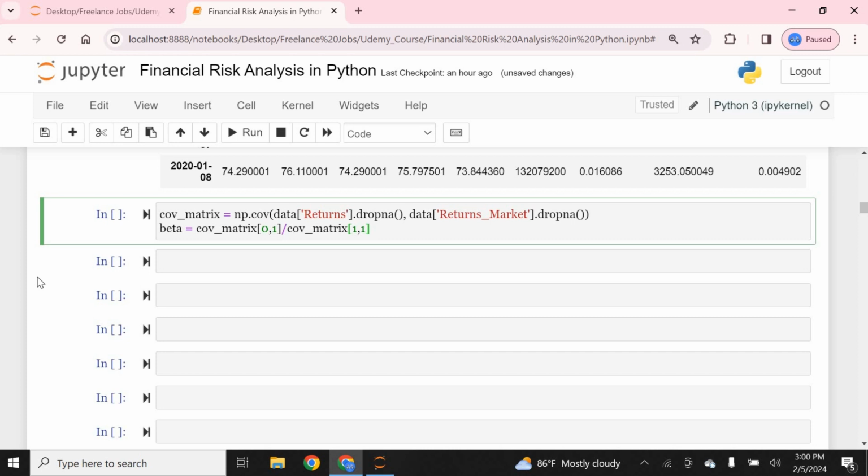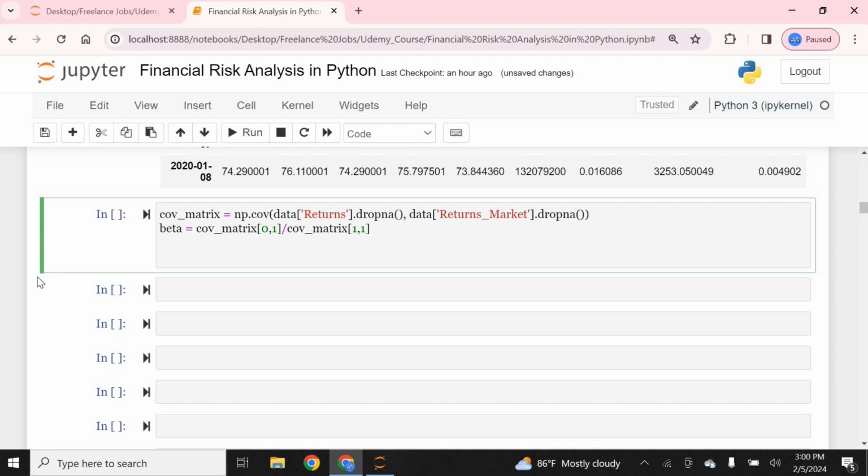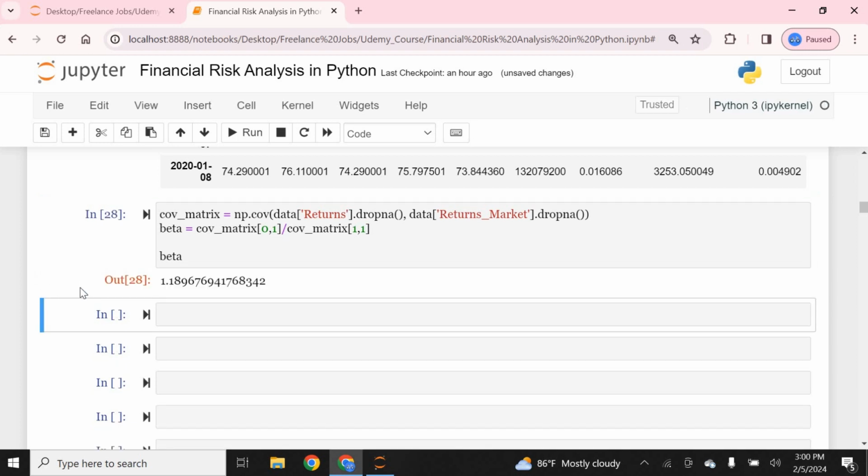So I believe you have at least some fundamental knowledge of some key financial risk parameters and how they are being calculated. There is nothing magic here. So beta, now let's see what we have. The value is 1.189, and so on. We are going to be interpreting it later, as I said.